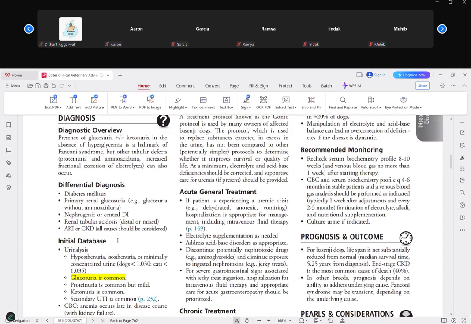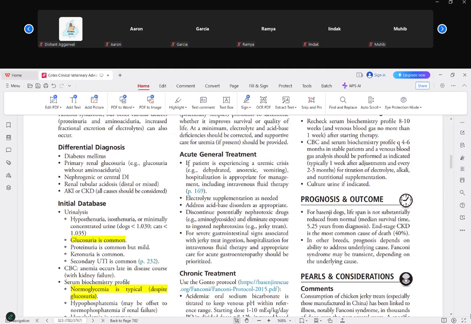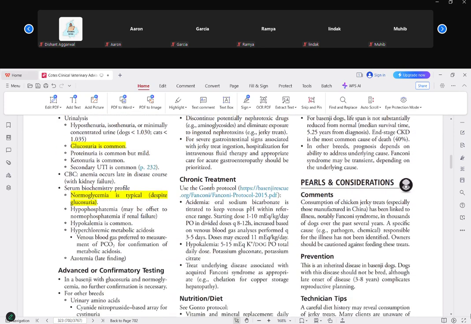For the treatment, if the animal is in uremic crisis, put the animal on a lot of fluid therapy. That is actually the treatment. And use the Gonto protocol. This was actually used in humans, but you can use it here. Here you are going to use oral sodium carbonate, and treat hypokalemia by giving potassium gluconate or potassium citrate, and acidemia both, okay. Just remember this.